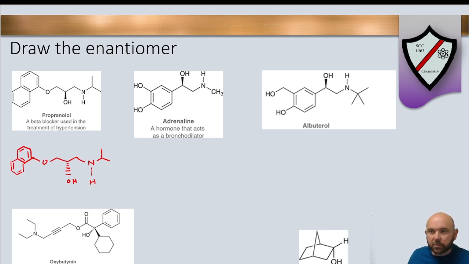So the same thing would happen for the adrenaline. We only see one dash or indication of stereochemistry in that molecule. So this wedge here would be changed to dashes to show the enantiomer of adrenaline. For albuterol, you would just need to redraw this molecule and show that wedge as dashes to show the mirror image of albuterol. We have oxybutynin here in the bottom left corner, and if we want to draw the enantiomer of that molecule, we have to be careful.